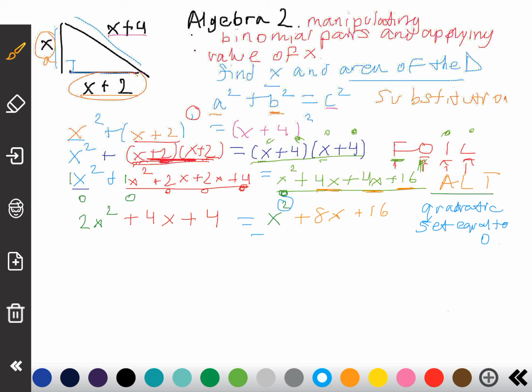So we're going to push x squared to the other side. Let's push that 8x to the other side as well. And let's push that 16 to the other side. So all of these cancel out, which gives us 2x squared minus x squared. That's just x squared.